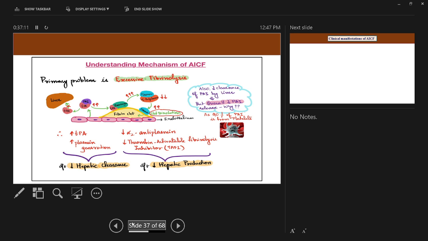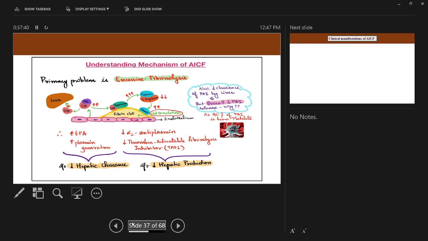I'll tell you how to diagnose AICF also. So understanding the mechanism of AICF is important. As I have previously highlighted, it is a primary state of hyperfibrinolysis. The endothelium has Weibel-Palade bodies which produce tissue plasminogen activator. And this tissue plasminogen activator is normally cleared by the liver. So because of the inability of the liver to clear TPA, there are increased levels of TPA.